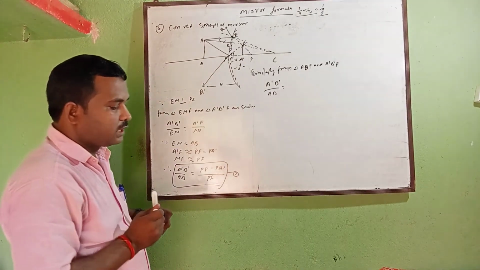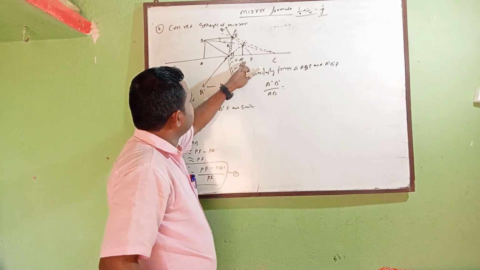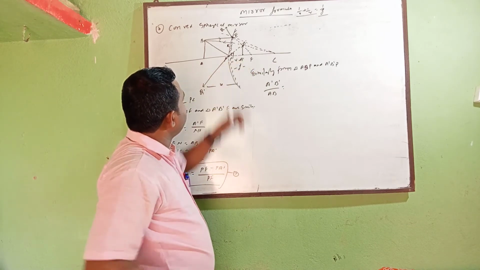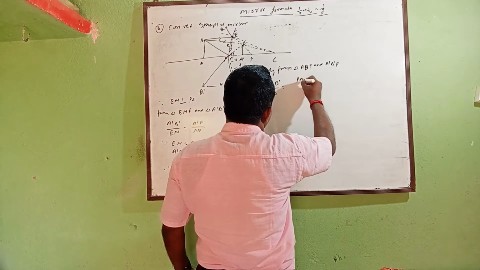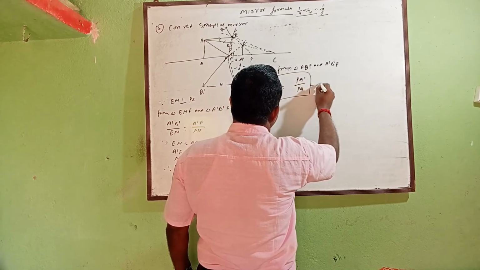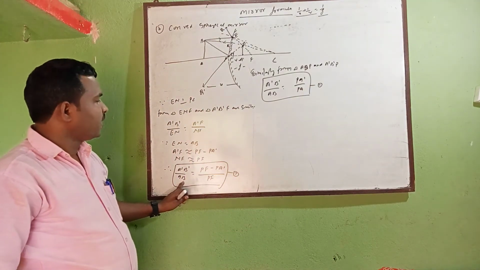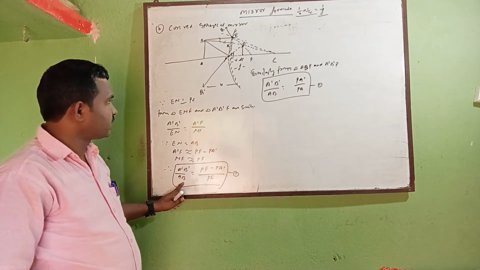What you will take the distance? Here you will take PA dash by PA. Now you can put this as equation second. You see that there are two equations, equation first and equation second.